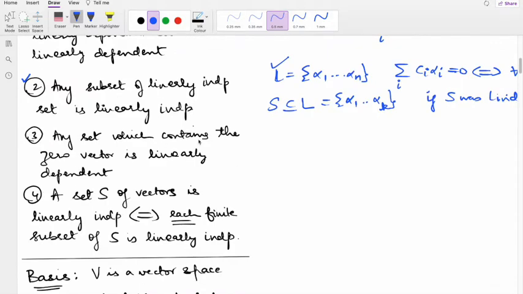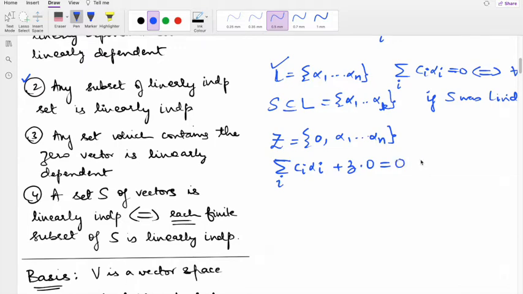Then, any set which contains a zero vector is linearly dependent. For example, let's say I have a set, I'll call it Z, which is 0 comma any alpha 1 to alpha n. Now what I can do is choose the sum of Ci alpha i plus some Z times 0.